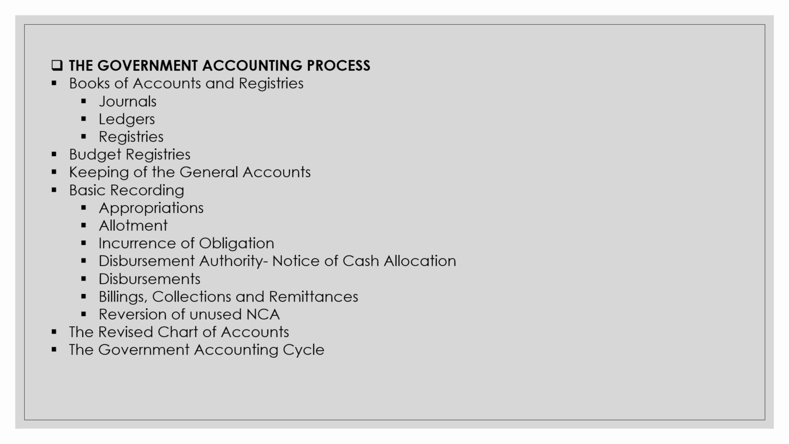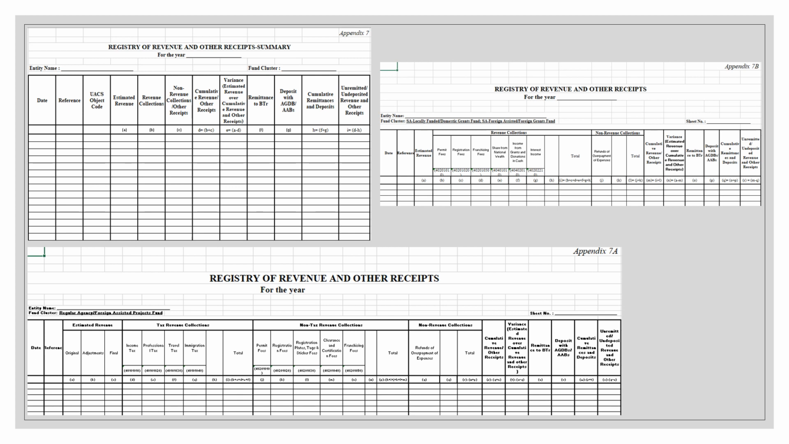So these registries, we have the Registry of Revenue and Other Receipts, our ROR, Registry of Appropriations and Allotments, the RAPAL, the Registries of Allotments, Obligations, and Disbursements, the RAOD, and the Registries of Budget Utilization and Disbursements, the RBUD. Okay? So these are samples of the registries that we maintain. So we have the budget registries, the ROR first, the registry of revenue and other receipts.